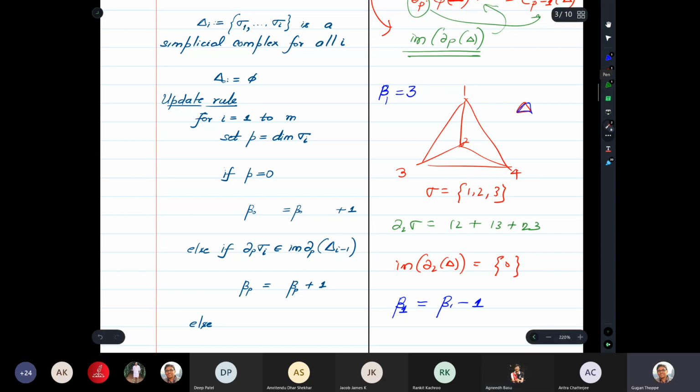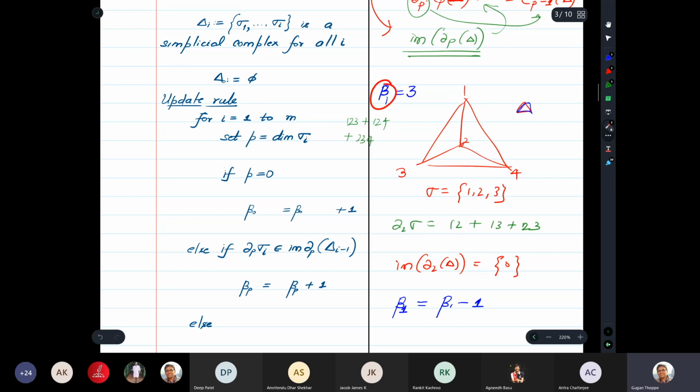Precisely, but you have to be a bit more careful. I'm not sure if you said 1, 2, 3 plus 1, 2, 4 plus. I meant the edges of the triangle. Very good. So recall that this one chain is a cycle, lies in the kernel, right? So this one chain also lies in the kernel of del 1. This one chain also lies in the kernel, and this one chain also lies in the kernel.